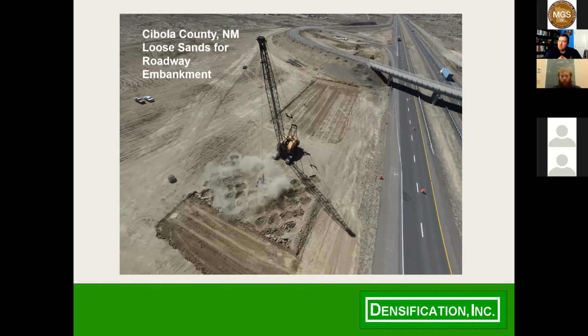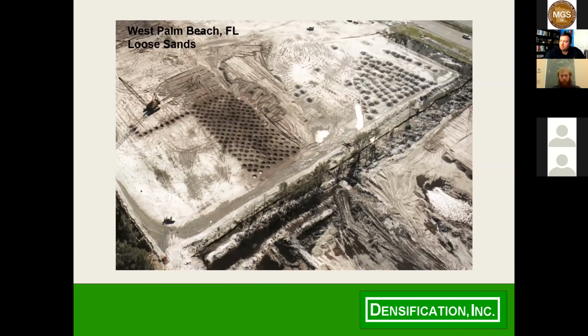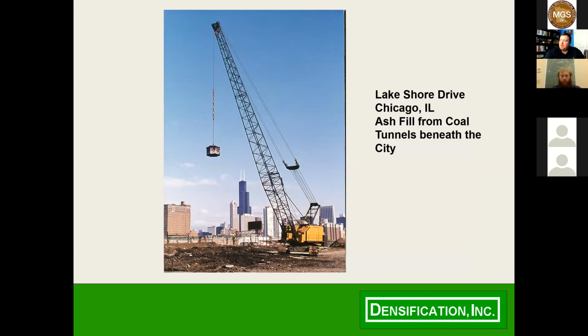Here's a nice aerial. This is a job down in New Mexico. Another, you can see how close we are to the highway here. Roadway embankment going in. We do a lot of stuff down in Florida, a lot of loose sands, a lot of filled in lakes, things of that nature that are all pretty much in an uncontrolled scenario. Chicago, the old coal tunnels beneath the city collapsing under the highway, under Lakeshore Drive.